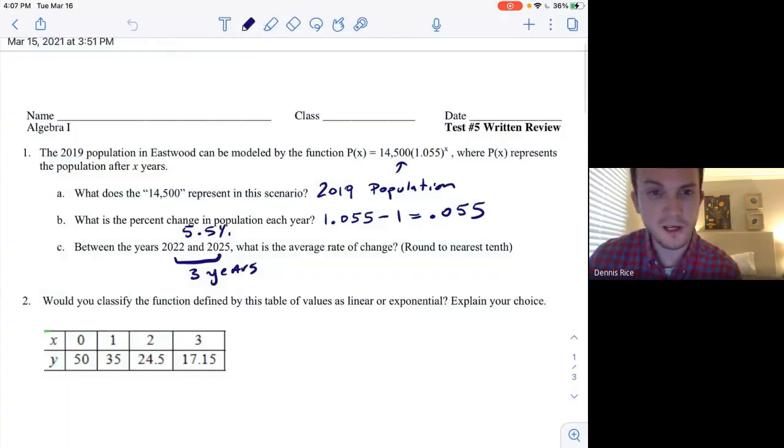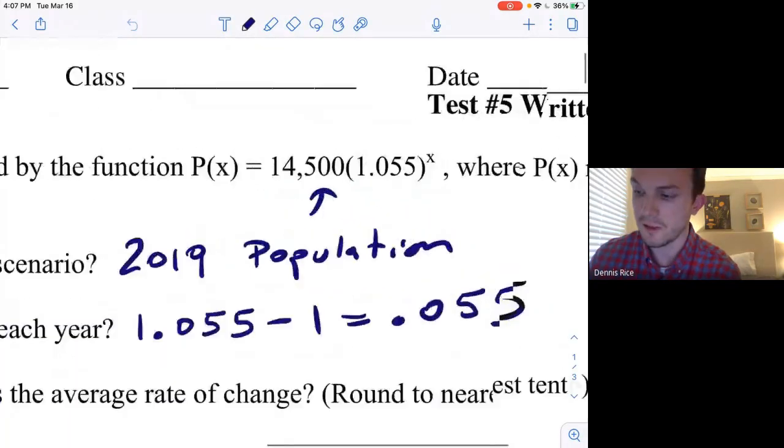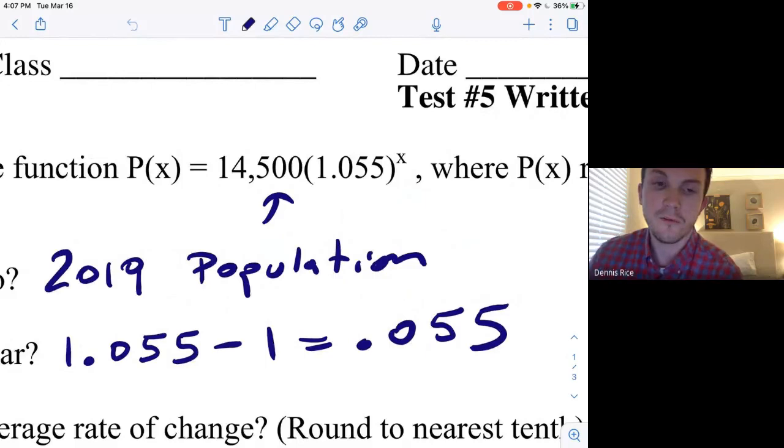Are we good with that? Just kind of analyzing either a growth or decay model. The number out front is the initial. The base will tell us the percent. If it's growth, it's a little bit easier. If it's decay, I recommend doing 1 minus. If it's like 0.83, do 1 minus just so you clearly get that 0.17. Sometimes we have trouble seeing that.